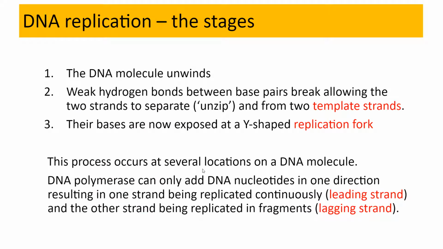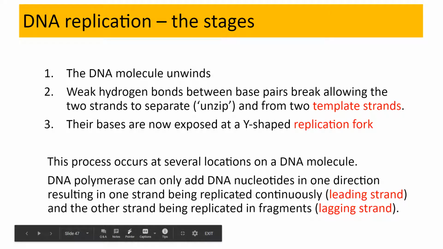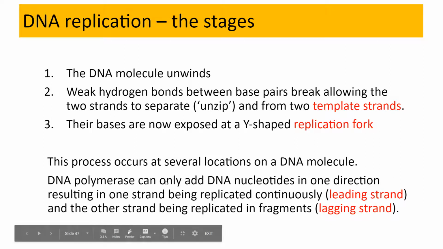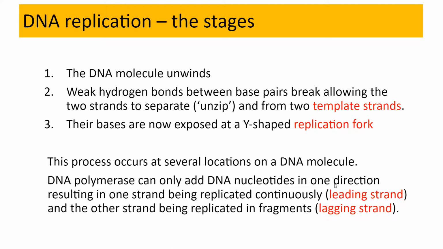As it says, this process occurs at several locations on the DNA molecule, and DNA polymerase can only add DNA nucleotides in one direction. Now, this is really, really important. This results in one strand being replicated continuously and the other strand being replicated in fragments. The one that's continuous is called the leading strand, and the one that's made in fragments is called the lagging strand. And we're going to look at the formation of both of these. So this rule is really important, that DNA nucleotides can only be added in one direction.